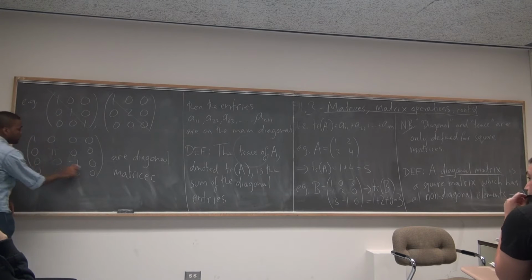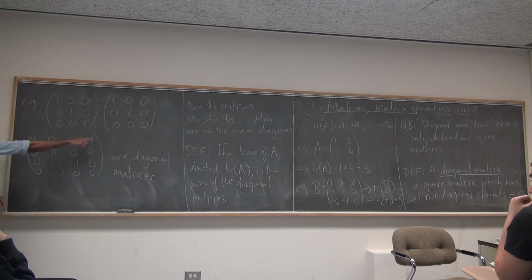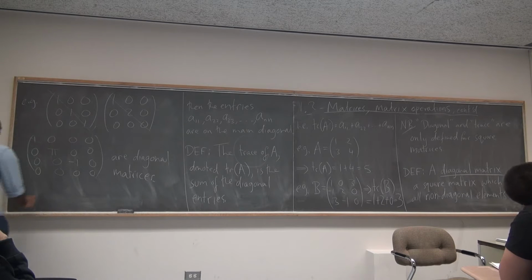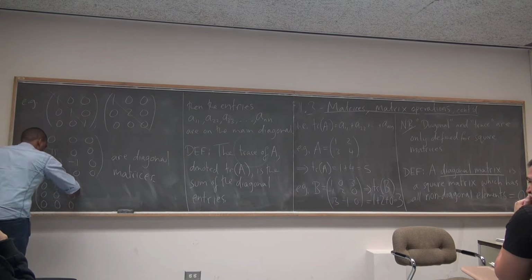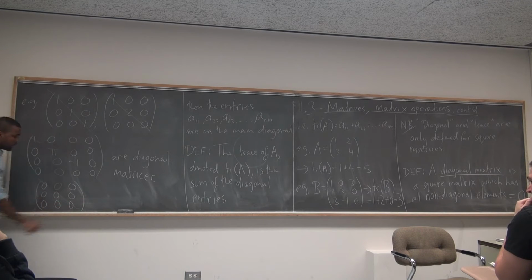Same thing here. Look at the main diagonal. Everywhere else, you have zeros. It's okay for a 0 to be on the diagonal. That's fine. As long as everywhere else you have zeros, it's a diagonal matrix. Like a square 0 matrix is still a diagonal matrix. Find the main diagonal, look everywhere else. If it's zeros everywhere else, it's a diagonal matrix.